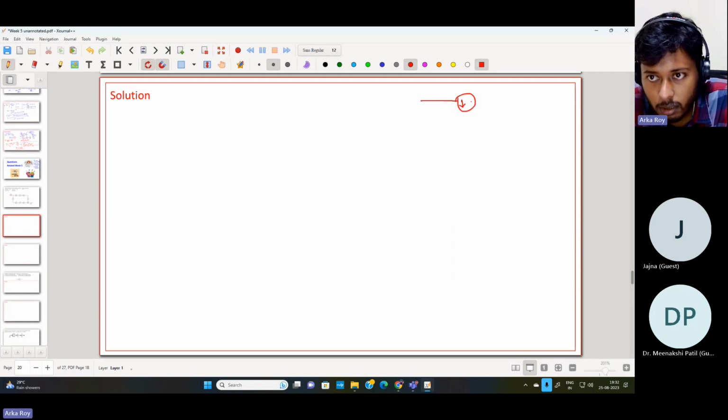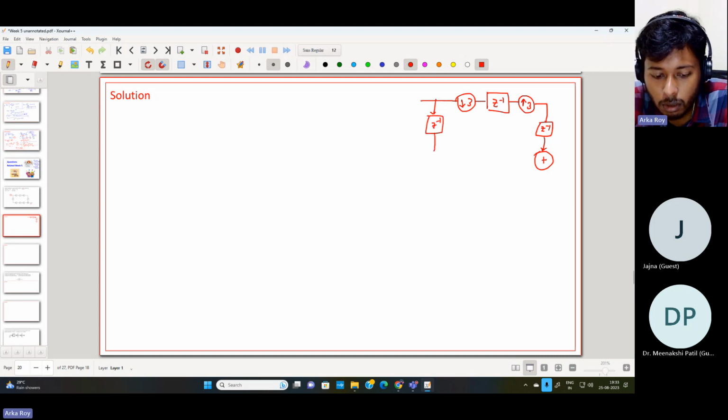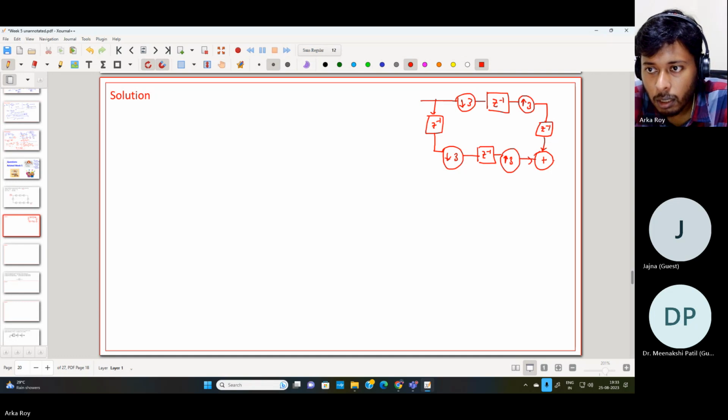So first there is downsampling by 3, then there is a delay z to the power minus 1, that means delay by 1, then upsampling, then again there is a delay z to the power minus 1, and then we add these signals, there is an adder. Here also there is a delay z to the power minus 1, then this will be downsampled, then upsampled, and here I will get y[n], and here I'm getting the x[n].